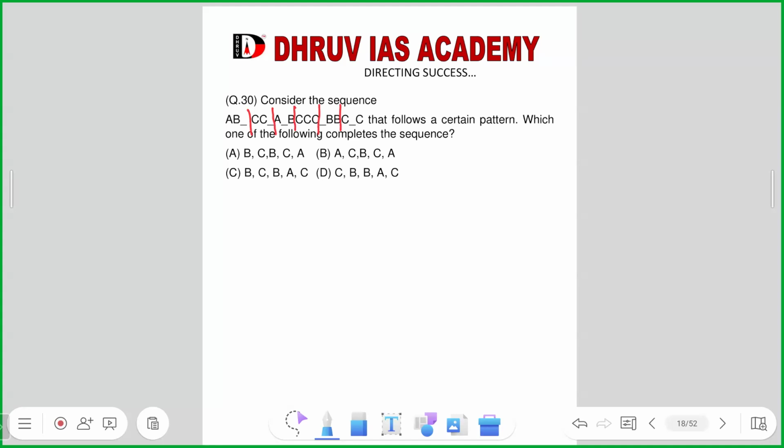So see here, if you observe, every time this B, B and so on. So the pattern can be A, B, B, C, C, C, A, B, B, C, C, C, A, B, B, C, C, C. So I will just write those letters here. See, the missing letters are B, C, B, A, C. Okay, so B, C, B, A, C. That is the option.